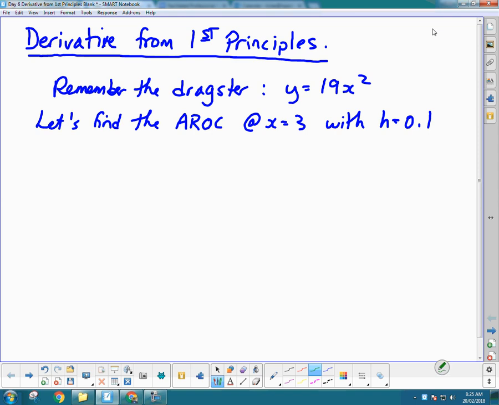So we're going to go back and look at the example from day one, when we had that dragster. So the formula on day one, I think, was d equals 19t squared. But we're going to use y equals 19x squared for this case. And we're going to find the average rate of change and shrink that h interval and see what happens. So this is all what we've done before.